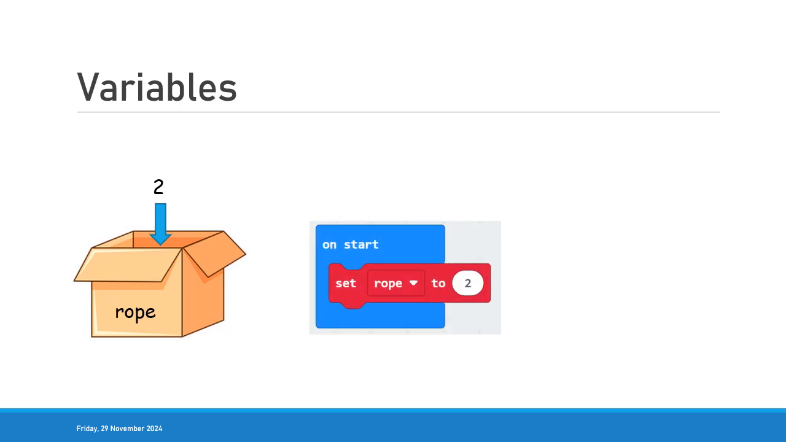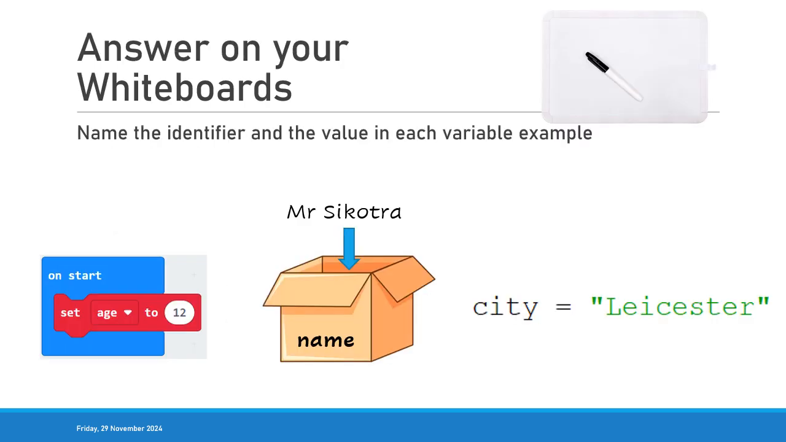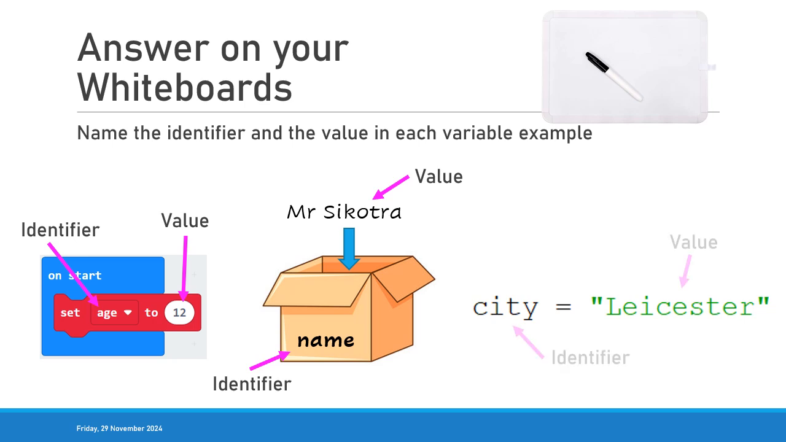In block code, this is what it looked like when we set our variable. In Python, it is super easy to create variables and assign a value to it. For instance, all we really have to do is write our variable identifier, rope, an equal sign, and then our value 2 on the right hand side. In these examples, the identifier on the first one is age and the value is 12. In the middle, the identifier is name and the value is Mr. Socotra. And on the right hand side, which is Python, the identifier is city, but the value is Leicester.